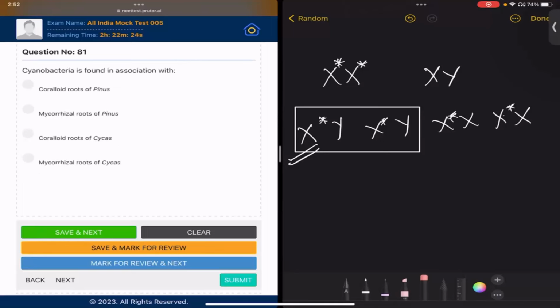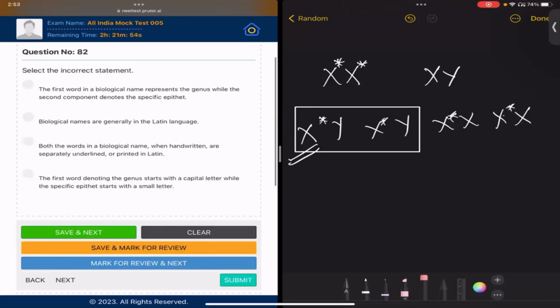Cyanobacteria is found in association with coralloid roots of Cycas. As far as I recall, this was coralloid roots of Cycas. Mycorrhiza नहीं है, तो A और C में से एक होना चाहिए, but Pinus से Cyanobacteria, Pinus में coralloid roots नहीं था ना, coralloid root नहीं था, तो ये होना चाहिए आंसर.